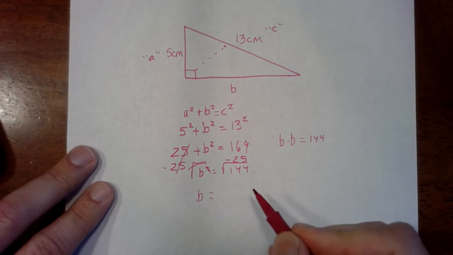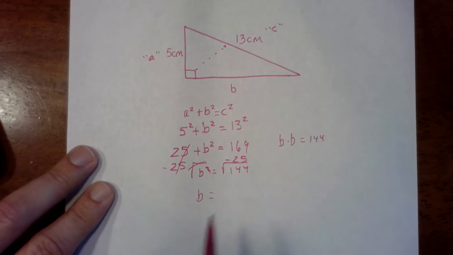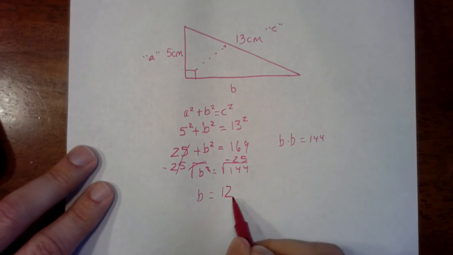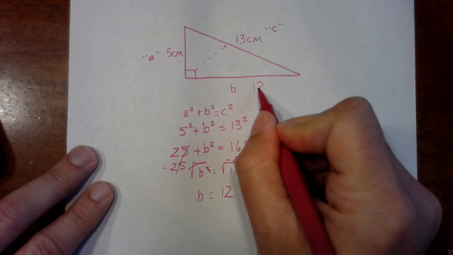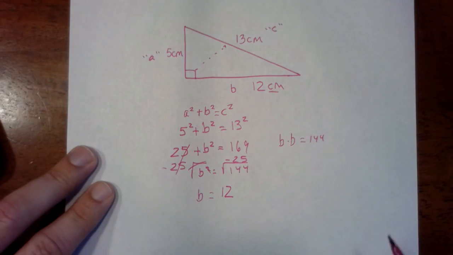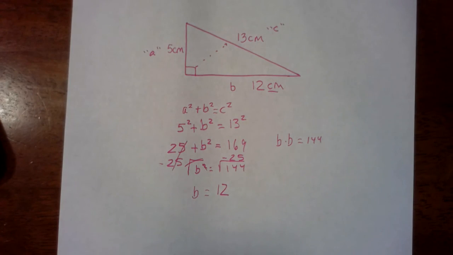But being that this is a contextual problem, we can't have a negative distance. My answer is just going to be 12. So B is 12 centimeters. Please be sure you always use appropriate units as well.